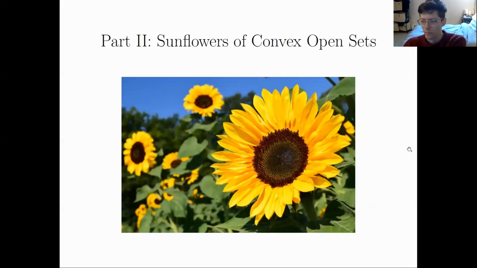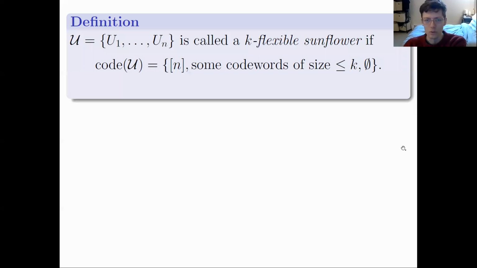Cool, so we're going to start by looking at sunflowers. Now we're going to get into this discrete geometry theorem. We'll take a little bit of a detour, and it won't seem like we're talking too much about codes, but then we'll see why this is important. So I want to look at certain arrangements of convex sets called K-flexible sunflowers.